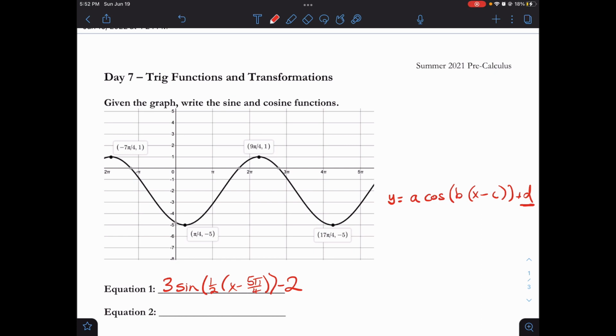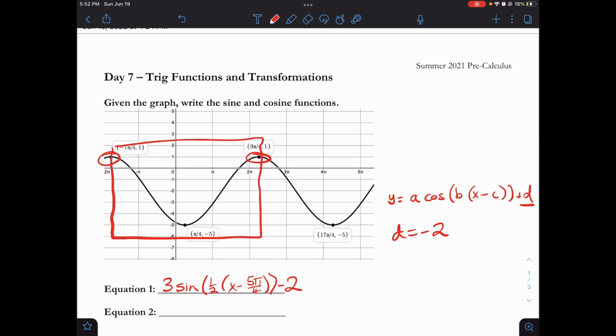But since there are transformations on here, we're going to select a period, and first let's do our midline. So our midline is still going to be the same. It's going to be at -2, so our d value is still -2. Let's see. So where it looks like cosine is either here or here. But since we don't have a full period on this side, let's draw our period from this point right here to this point right here.